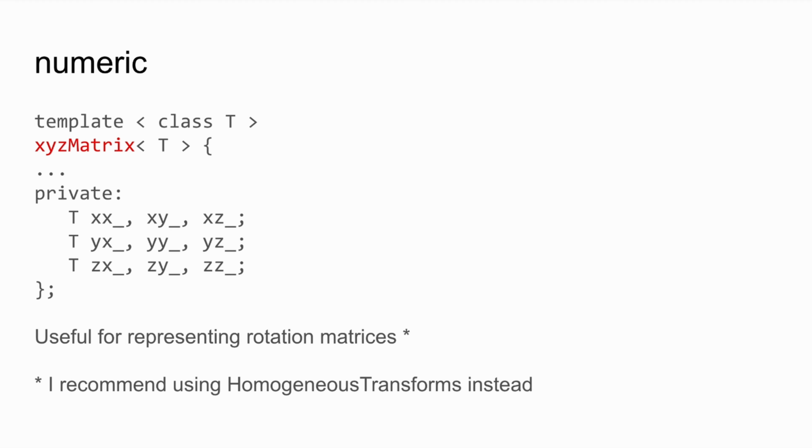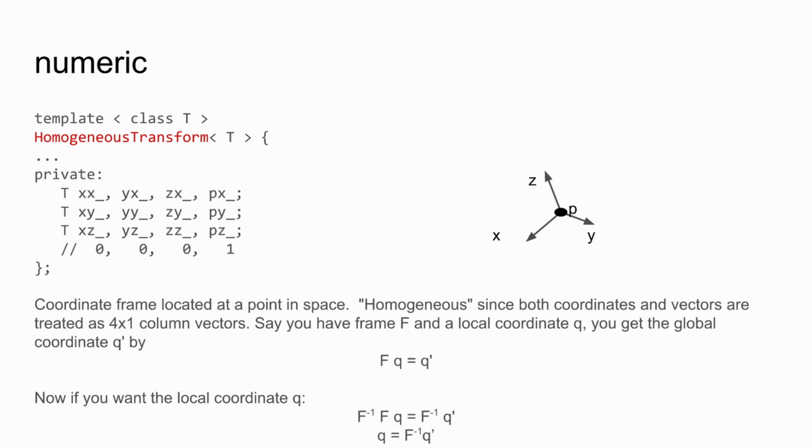XYZ matrix. Basically, we know what matrices are. You have all of these 9 matrix elements, and they can be useful for representing rotation matrices, but then there's also homogeneous transforms. Homogeneous transforms basically means you have the 9 matrix elements, and then you have another 4th element here, which encodes the translation on top of the rotation. So you can use homogeneous transforms to do rotations and translations in one.